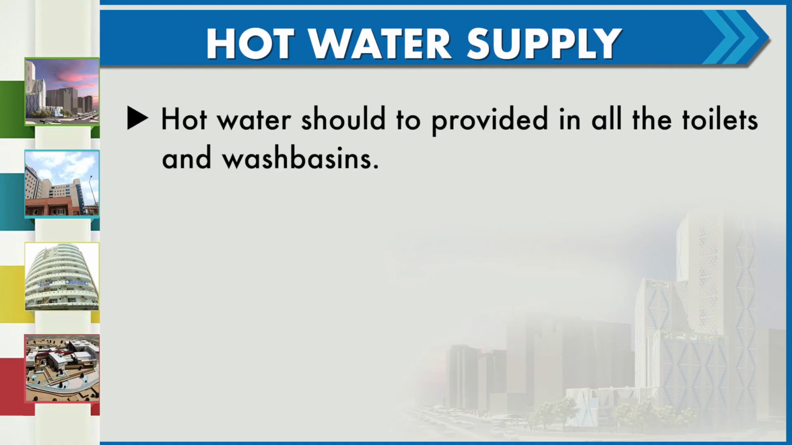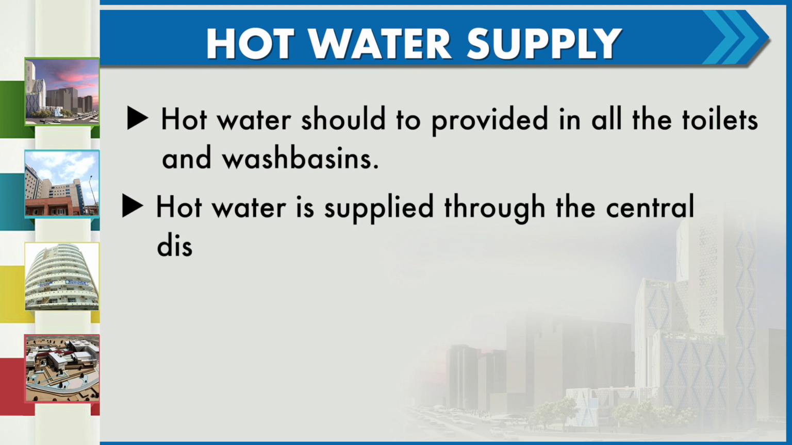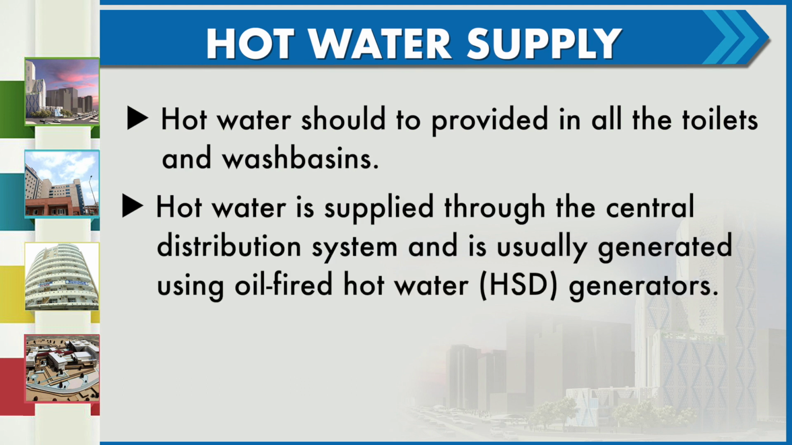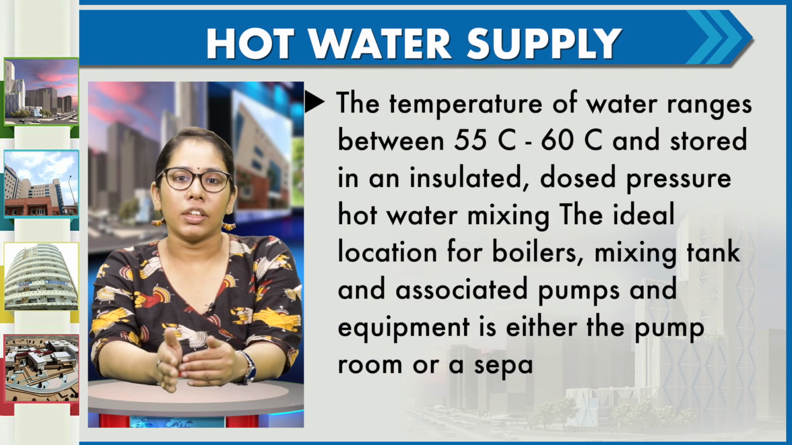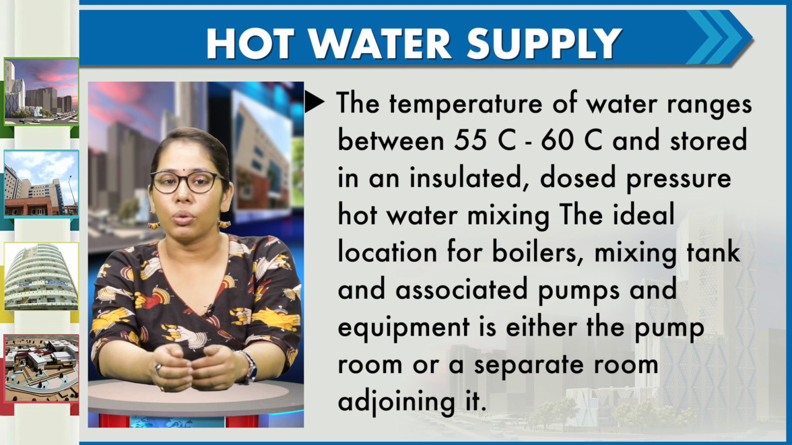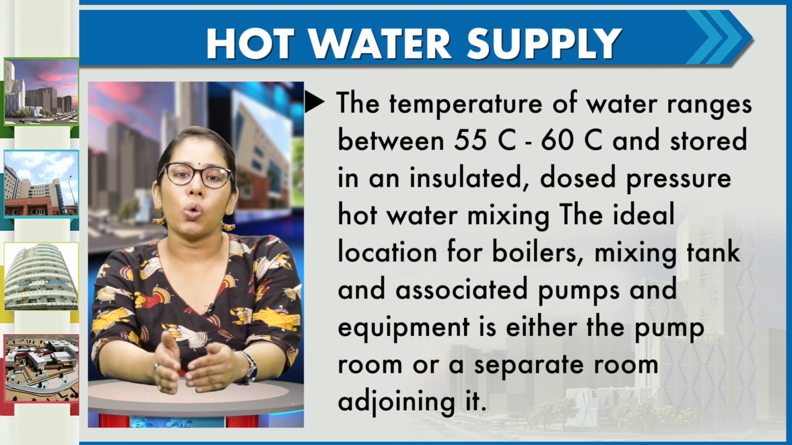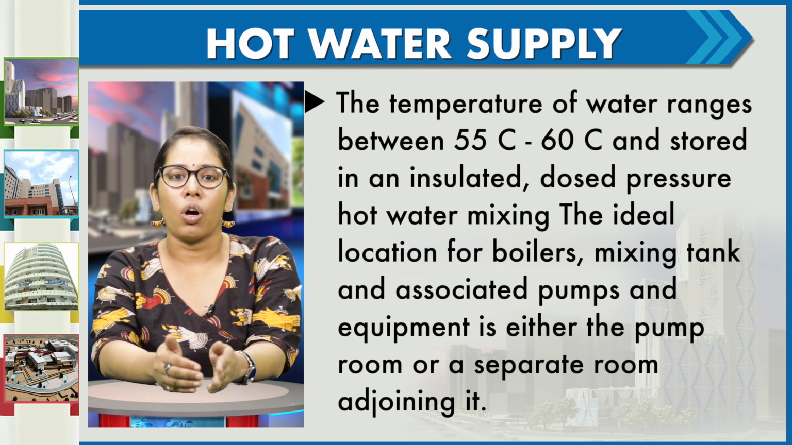Hot water supply. It should be provided in all toilets and wash basins. It is supplied through a centrally distributed system and is usually generated using oil-fired hot water generators. The temperature of water ranges between 55 degrees centigrade to 60 degrees centigrade, and it is stored in an insulated closed pressure hot water mixing tank.